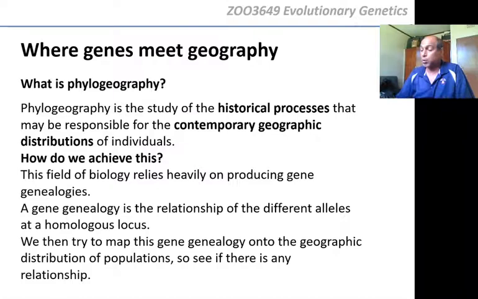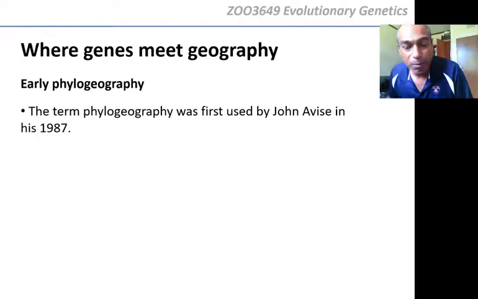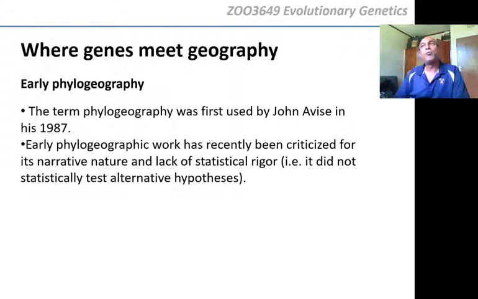Okay, so the early attempts of phylogeography were by an American guy named John Avise in 1987. And this was early work, but it was very descriptive. So very narrative, it described patterns, but it did not statistically test these patterns or alternative patterns. So it was criticized for that reason.